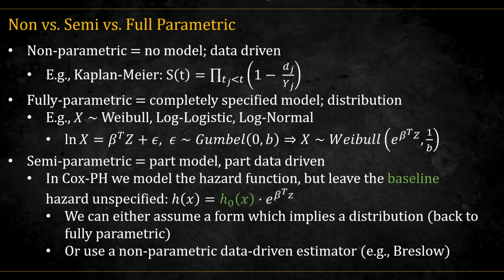Semi-parametric is a hybrid of the two. It's part model, part data-driven. CoxPH is an example of it. We model part of the hazard function, but leave the baseline hazard unspecified. We can either assume a form for the baseline, which implies a distribution, and then we're back to fully parametric, or use a non-parametric data-driven estimator like the Breslow estimator, which is what is usually done.